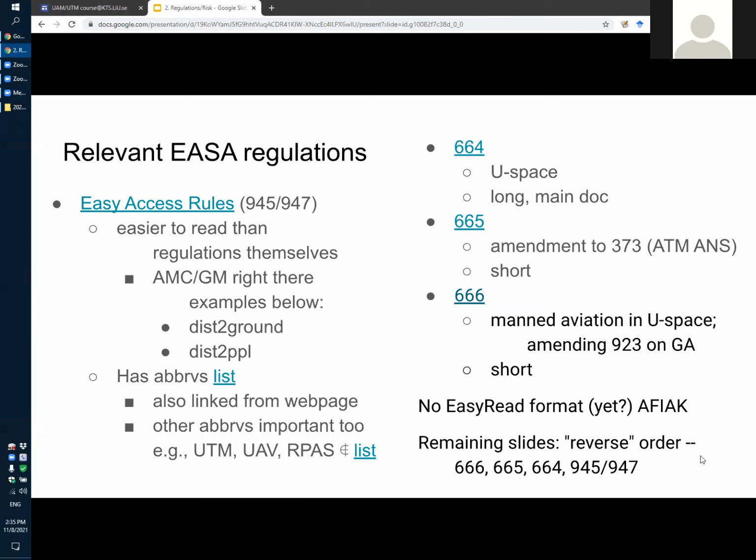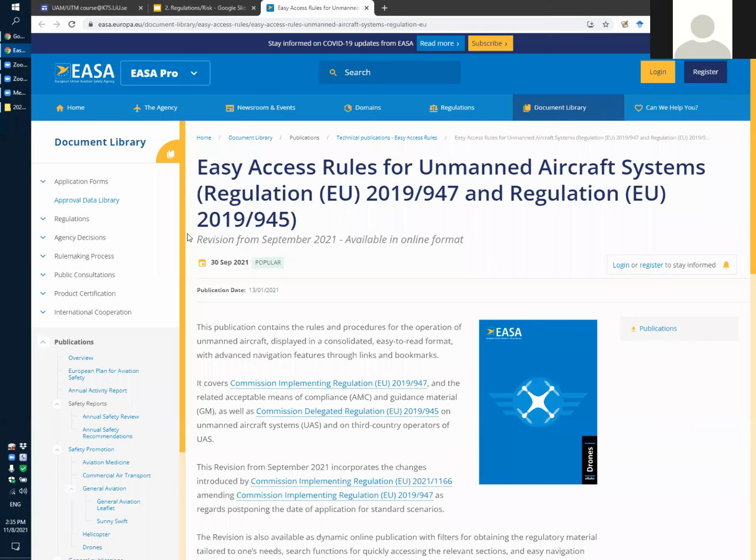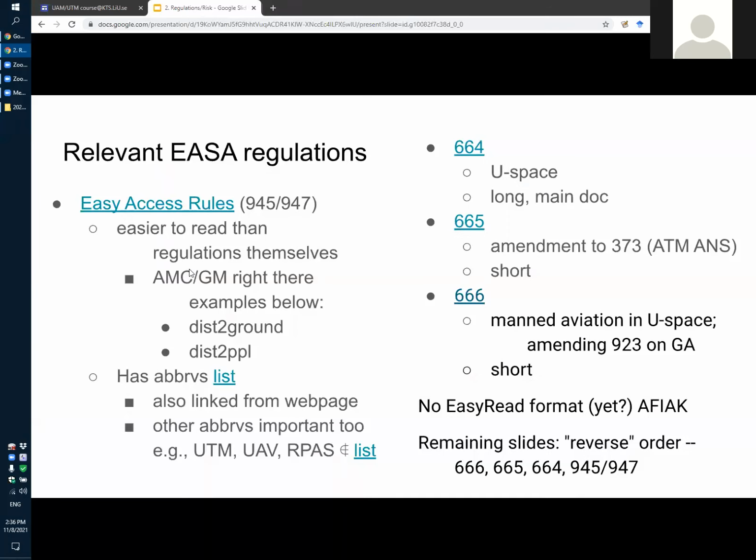So here they are, the relevant regulations. The 945, 947, pretty long read. I guess we looked at these easy access rules, which are nicely organized on the webpage. We will look at them many more times. They are easier to read, or at least subjectively for me, than the regulations themselves.